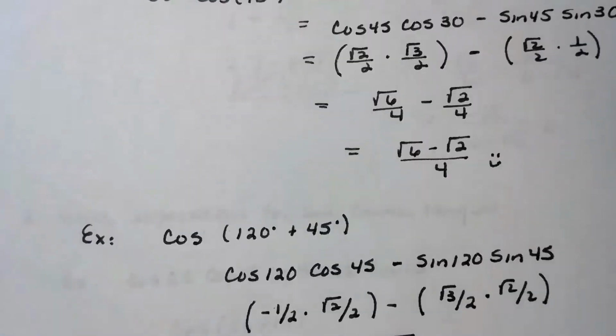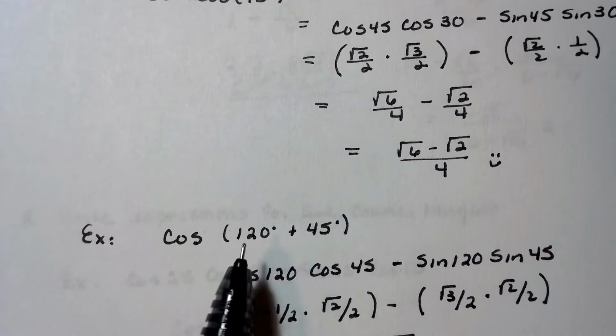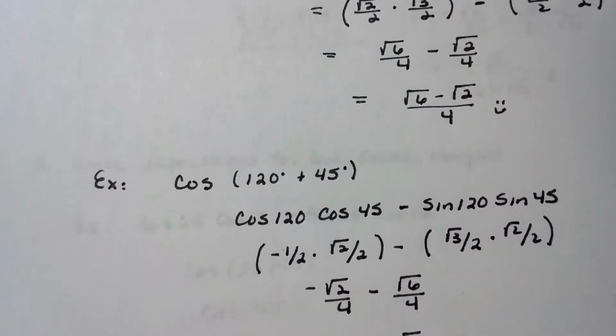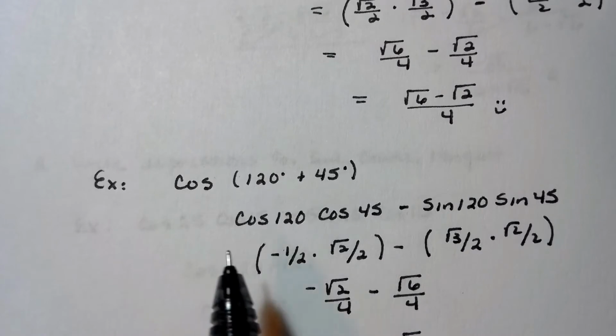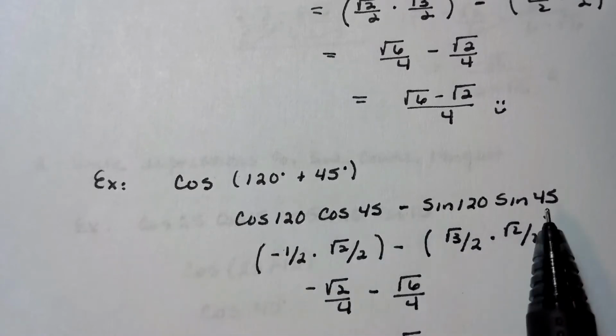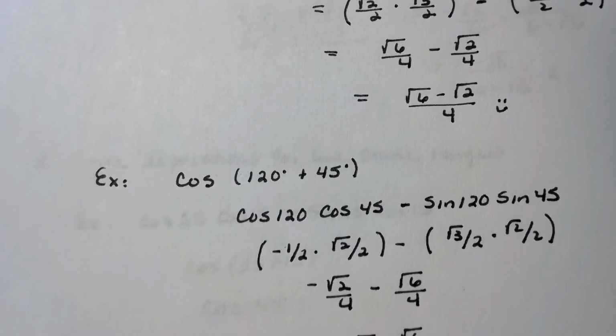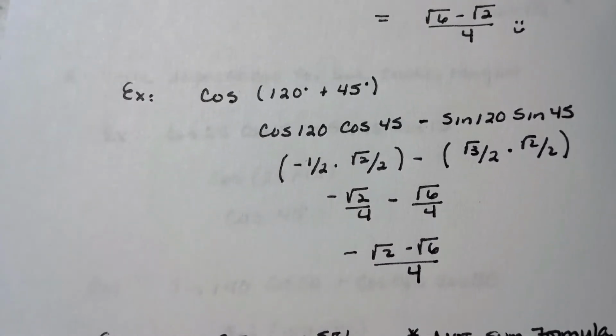It's negative 1/2. So again, I want to be careful of what quadrant I am. This tells me I'm in quadrant 2. This tells me I'm in quadrant 1. So this one here with the cosine, I got to make sure I put a negative on the values for this angle here. So the cosine formula for the sum again is cos 120, cos 45, minus sine 120, sine 45. And then I go ahead and substitute the appropriate values. I get negative root 2 over 4, positive root 6 over 4, and I can rewrite that as one fraction as negative root 2 plus root 6 over 4.